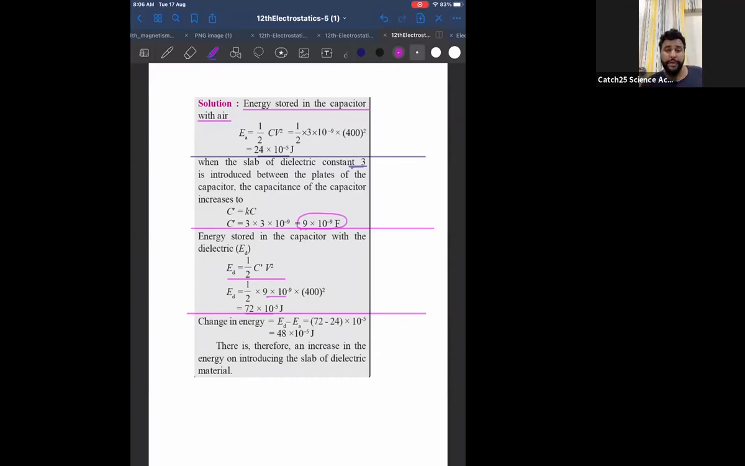So you got the new energy, you have the old energy, then the change in energy will be new energy minus old energy, and the answer will be 48. Just check, because it will be 72 minus 24, because the old energy was 24 and the new energy is 72, and the answer will be 48. Check the change in energy.